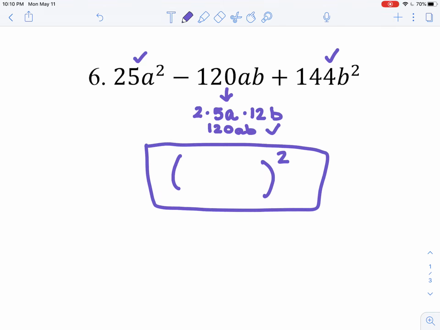We make one big parenthesis squared. Inside, we'll put the square root of the first term, 5a, the sign from the middle term, which was a minus, and the square root of the last term, 12b.